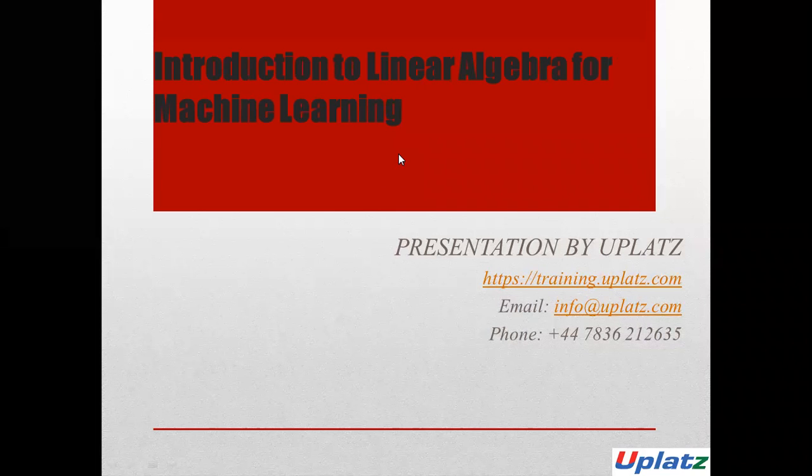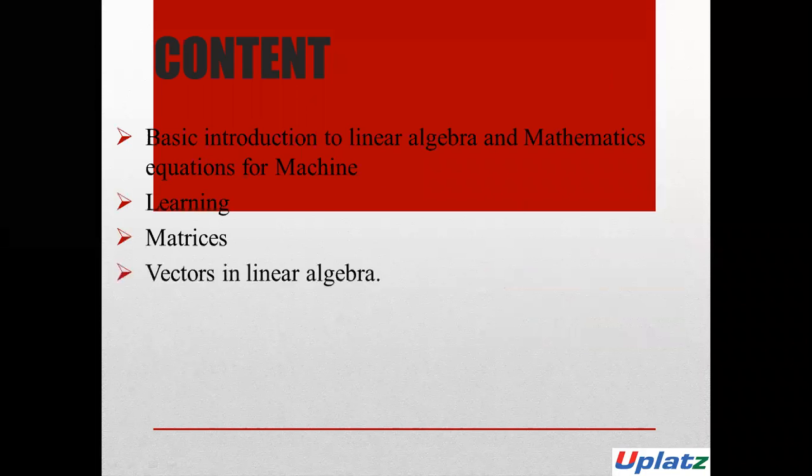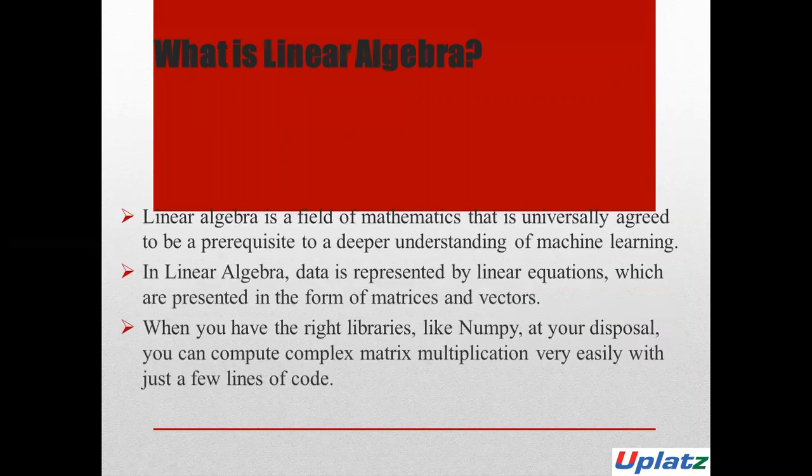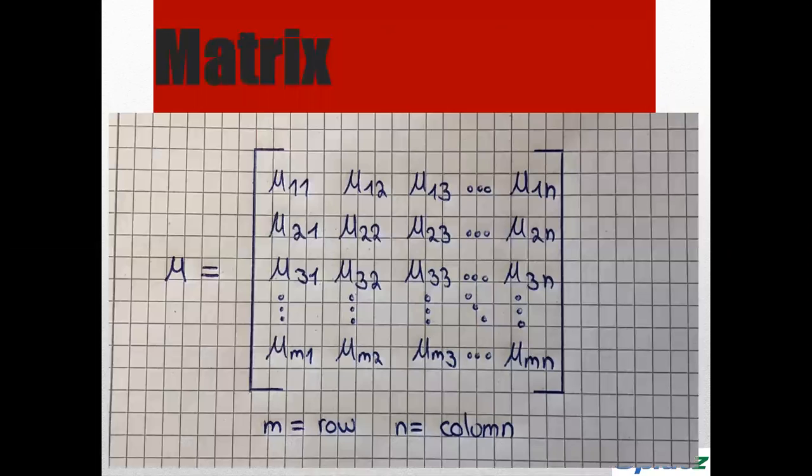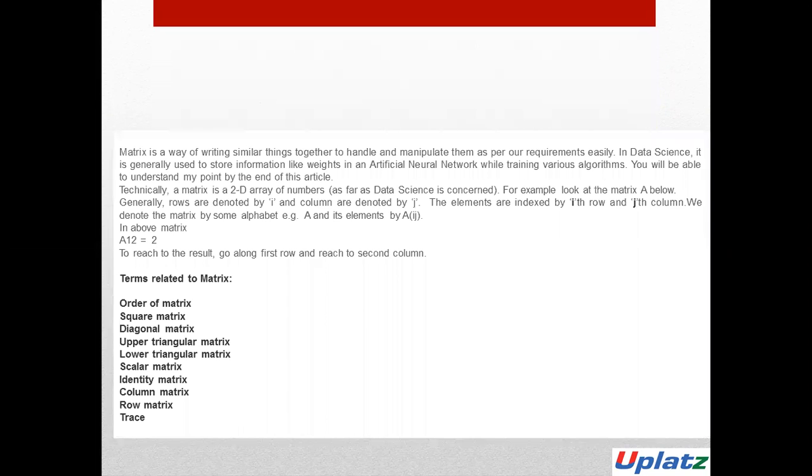So in the previous lecture, we have seen the basics of the linear algebra objects, correct? We have seen what a scalar is, what a vector is, and what a matrix is, and how a matrix looks. Then we have seen the terms related to a matrix like order of the matrix, what a square matrix is, what a diagonal matrix is, what an upper triangular matrix is, what a lower triangular matrix is. Then we have seen scalar matrix, identity matrix, column matrix, row matrix, and what a trace is.